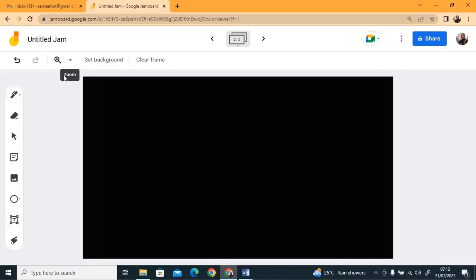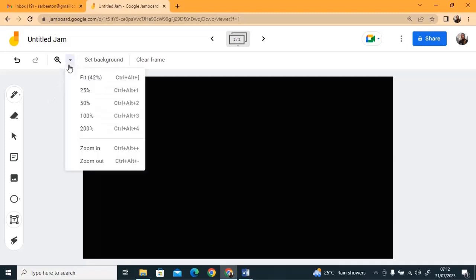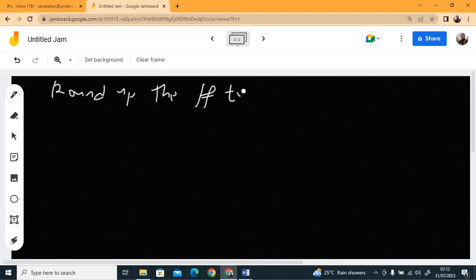Now let me zoom this so that you can see what I'm writing clearly. Okay, now when you are rounding off a number to decimal places, they are telling you that after the decimal point, no matter the number, I just want to see some numbers. Let's assume they said round up the following to the decimal places given.